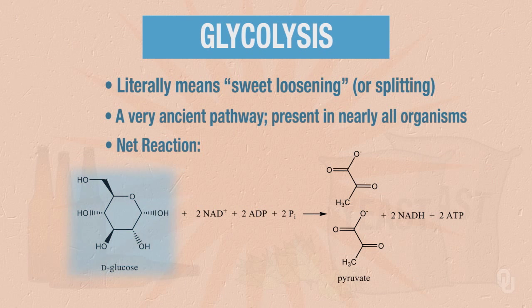We start with 1 glucose, 2 NAD+, that's our old friend again, 2 ADPs, 2 adenosine diphosphates, and 2 Pi. Pi stands for inorganic phosphate. At the end of the pathway, we form 2 molecules of pyruvate plus 2 molecules of NADH plus 2 molecules of ATP. As I've mentioned before, ATP is sometimes called the energy currency of the cell. So this pathway produces ATP, which the cell can use to power its many functions.